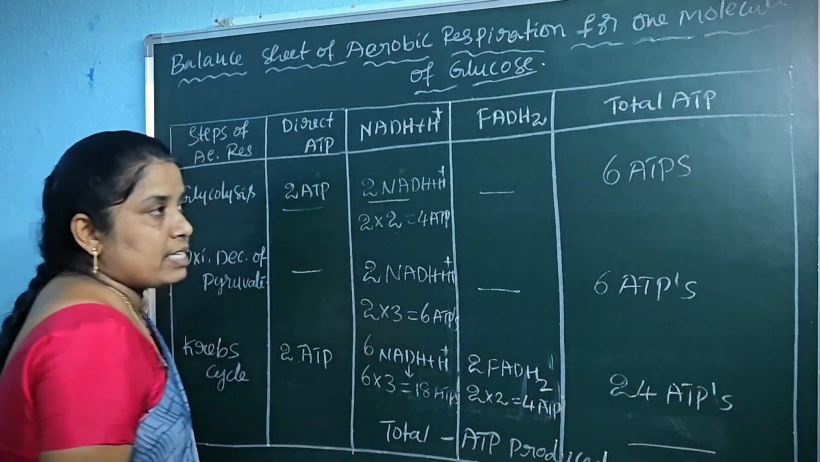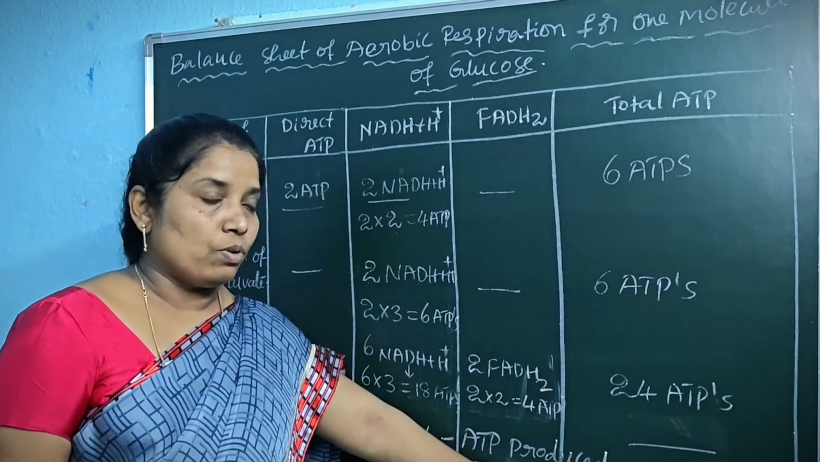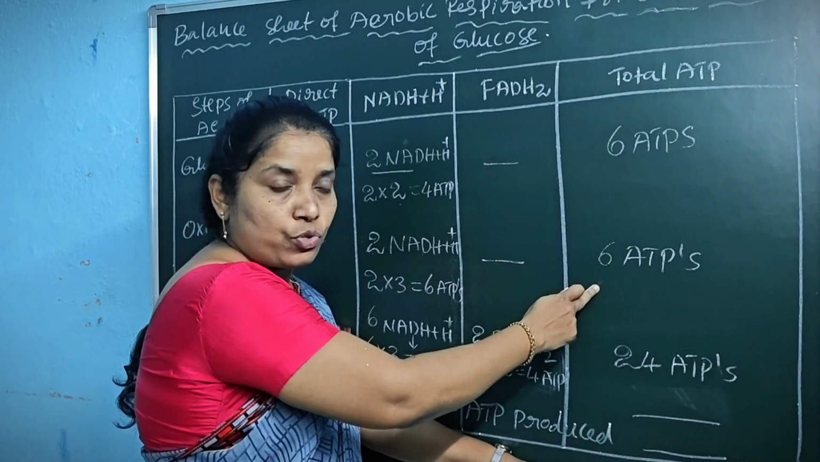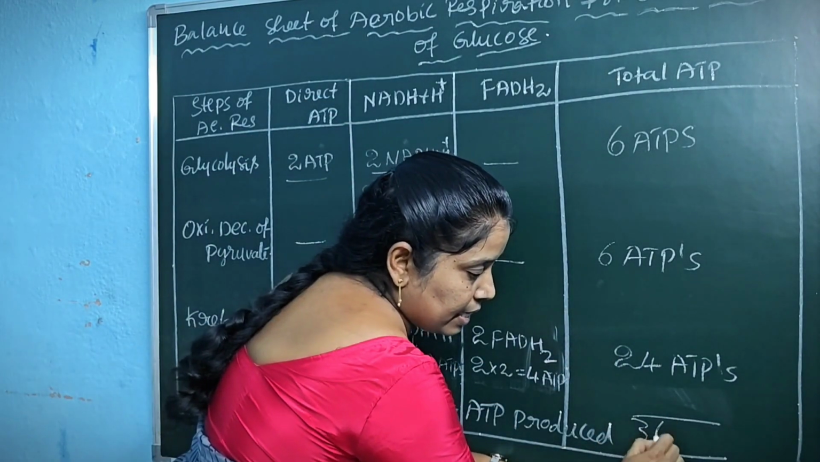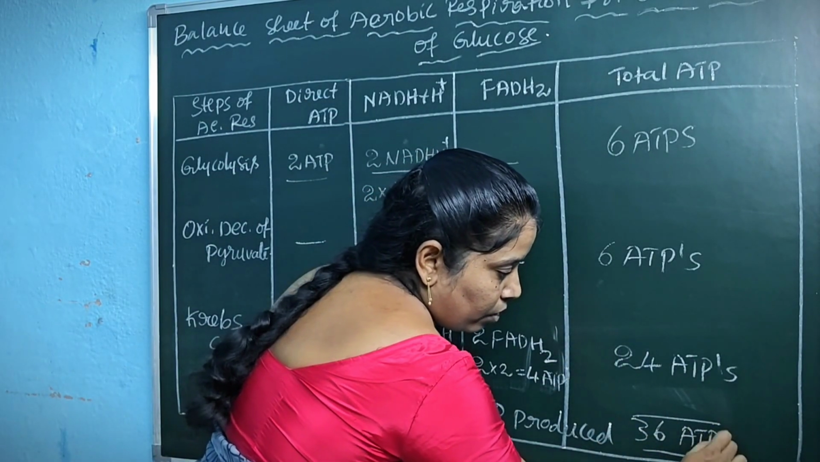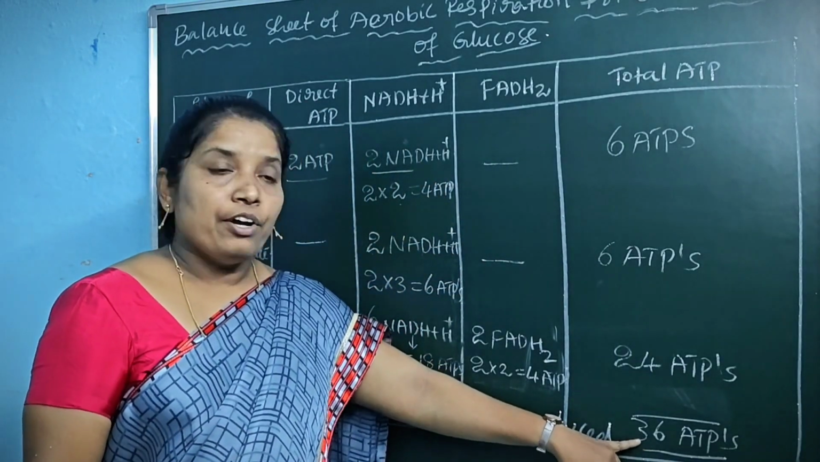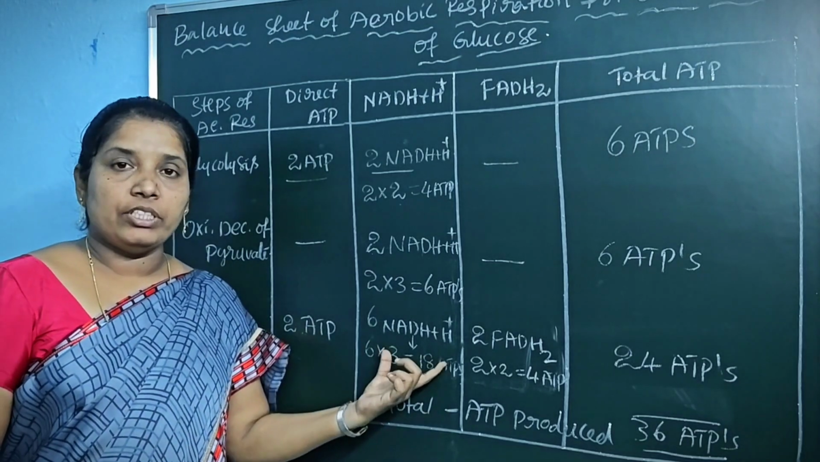Let's see the total number of ATPs produced from one glucose molecule. 6 plus 6 is equal to 12. 12 plus 24 is equal to 36 ATPs. This is the net production of ATP from one glucose molecule. So this is the balance sheet, students.